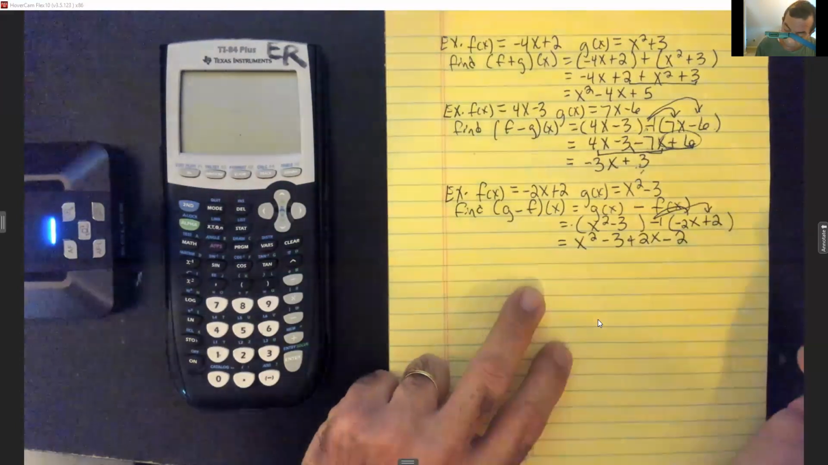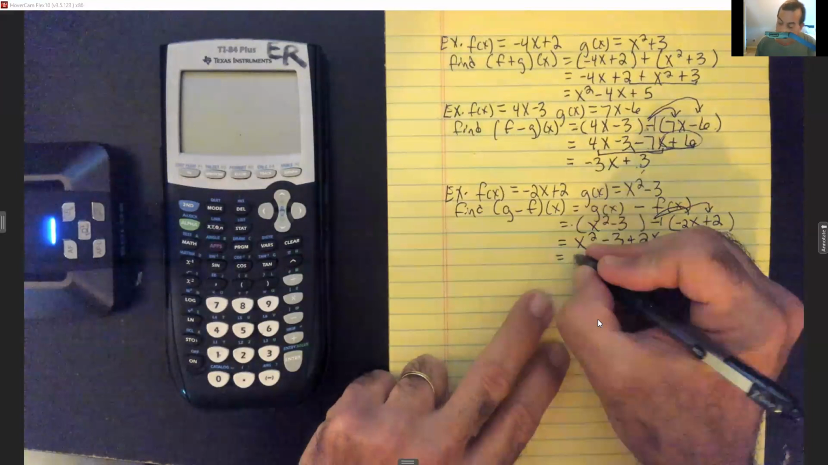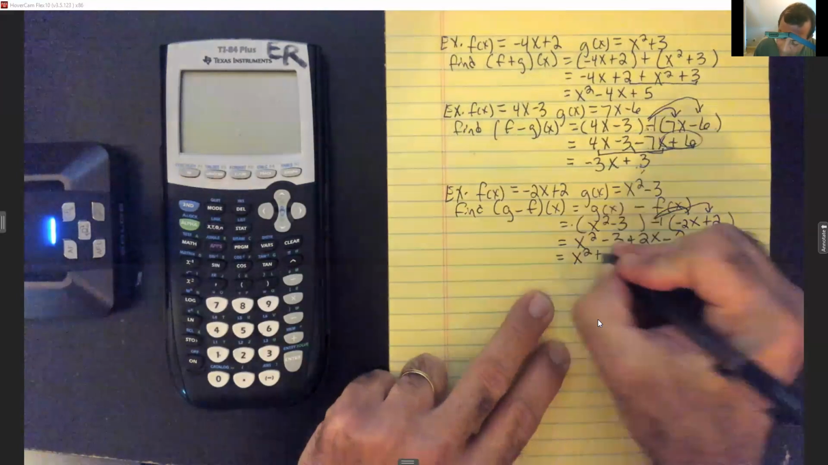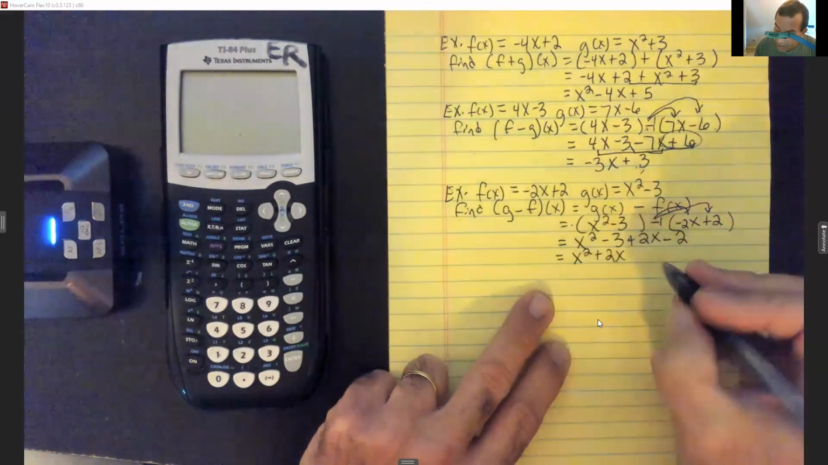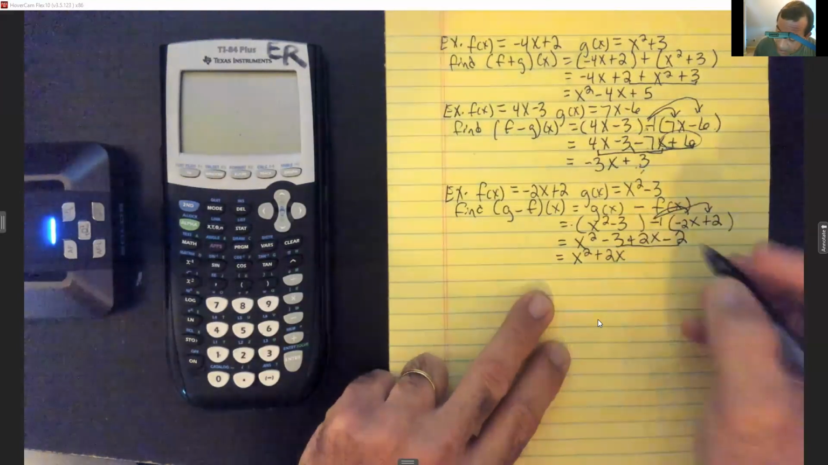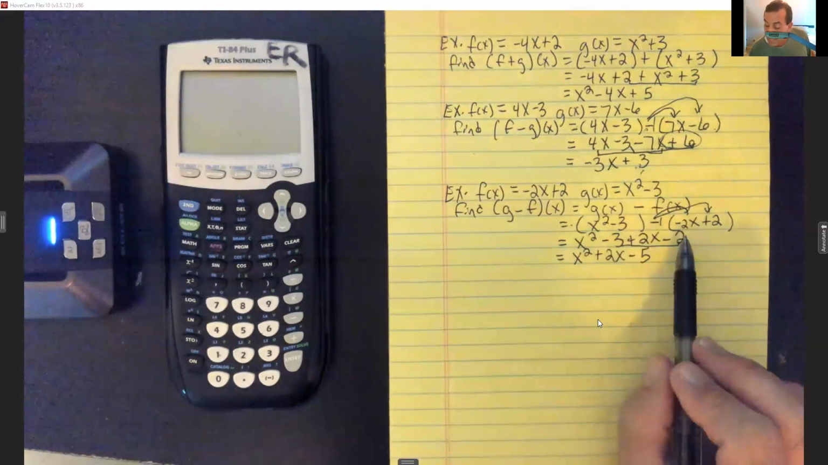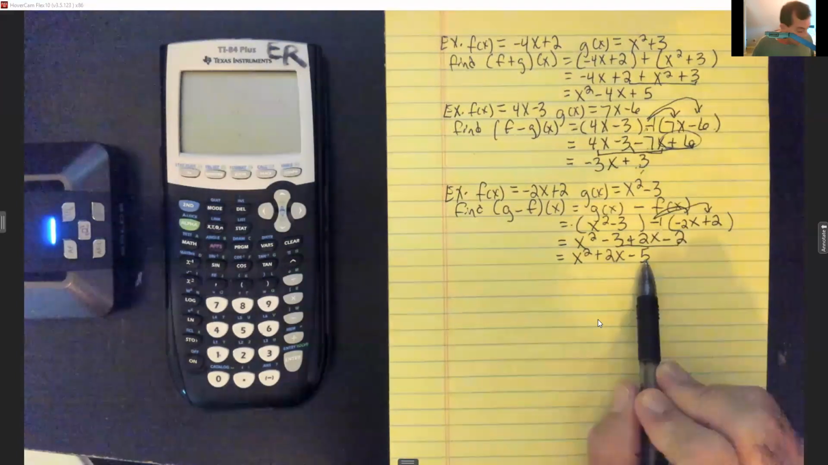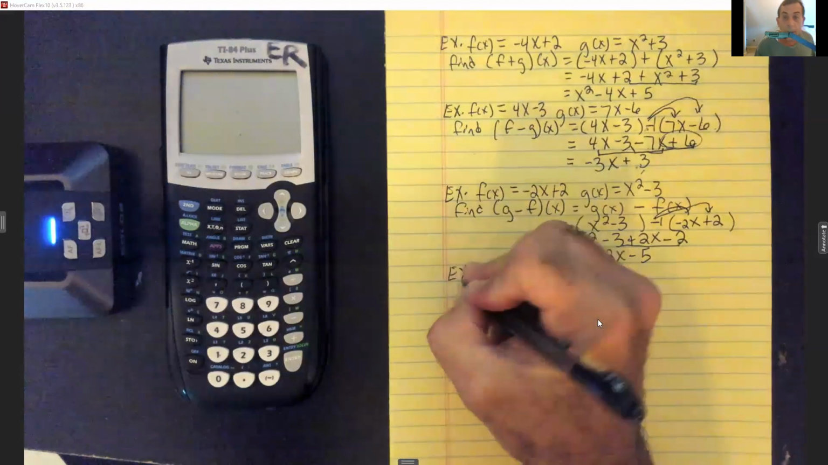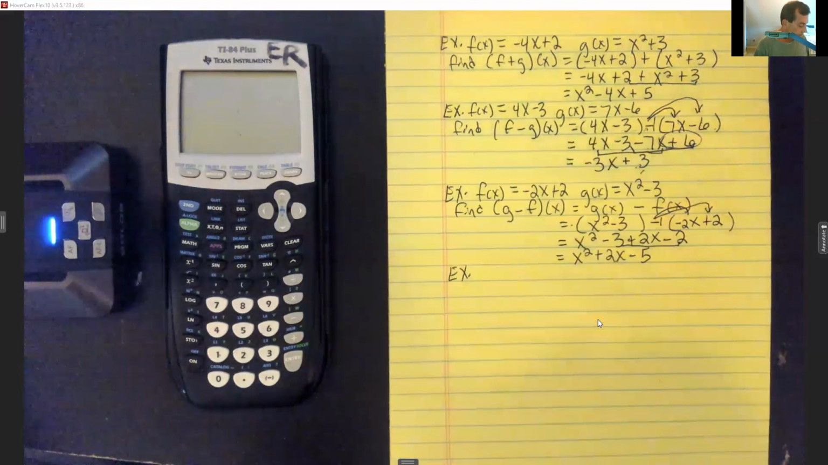Now, add like terms. So I got an x squared here, nothing else to add to, so I'm going to bring it down. Then I'm going to do my x's. I got a 2x, nothing else to add to, so I'm going to bring it down. Now I got a negative 3 that'll add to that negative 2. Negative 3 plus negative 2 is negative 5. Remember, when you add like signs, you add the numbers and you keep that sign, okay? All right, y'all, let's see. That was g minus f.